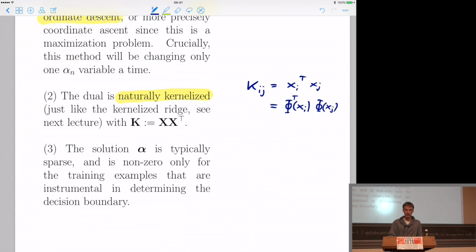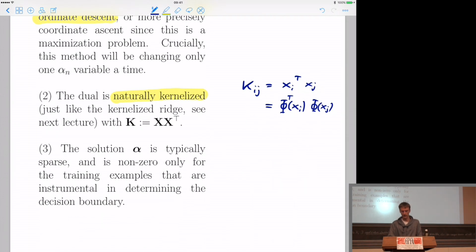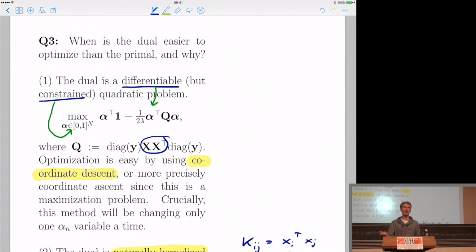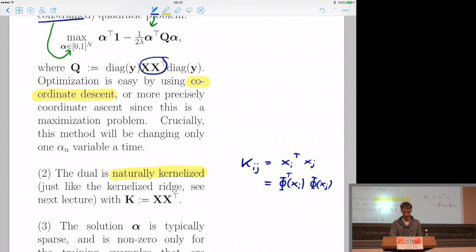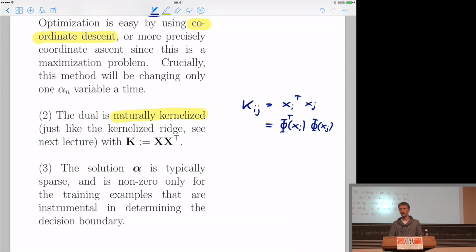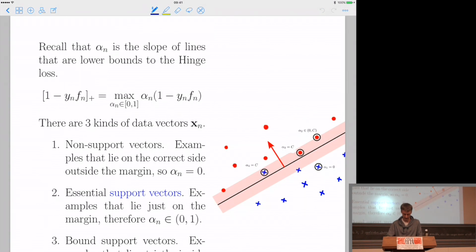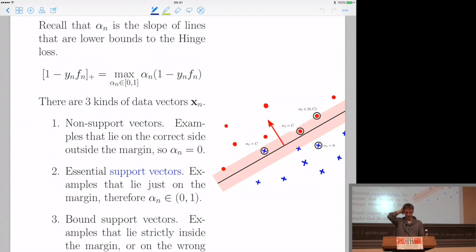Okay, another benefit is that many of these alpha variables will actually be 0 at the solution. That's very beneficial because if they're 0, we can forget about their corresponding data points. That's what we're going to see on the next slide. So there are some benefits from this formulation. Let's see what they actually mean. When they're 0, for example, does it mean anything?